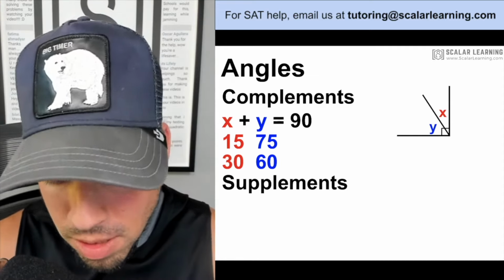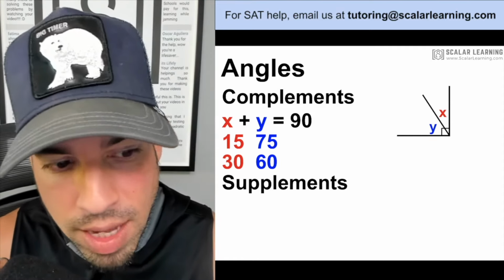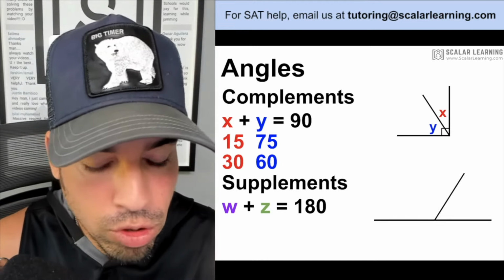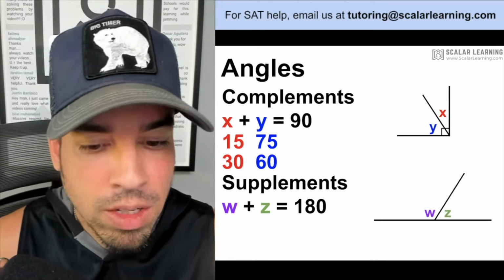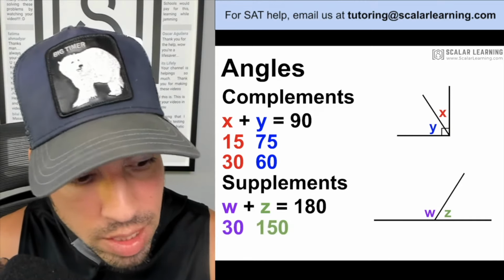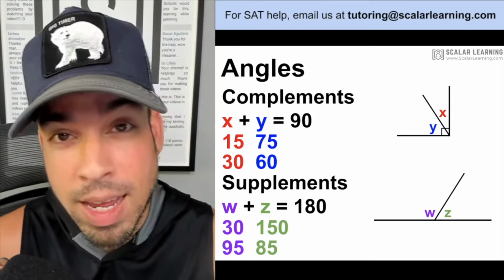Also, I want to talk about supplemental angles. Supplements are angles that add to 180. So, for example, here we have a straight angle, and we got those two linear pairs, W and Z. W and Z, if you add them together, add to 180. Two examples would be 30 and 150, and 95 and 85.